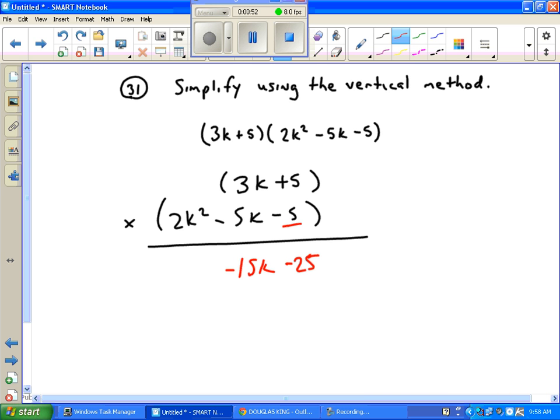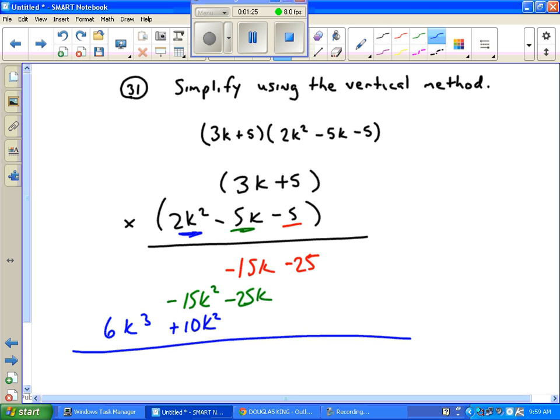The next one we'll take is negative 5k. When you multiply it times 5, you get negative 25k. And when you multiply it by 3k, you get negative 15k squared, because you have to add the exponents, 1 plus 1. And then the last one you have to do is 2k squared times both terms. 2k squared times 5 is plus 10k squared. And 2k squared times 3k is a positive 6k to the third.